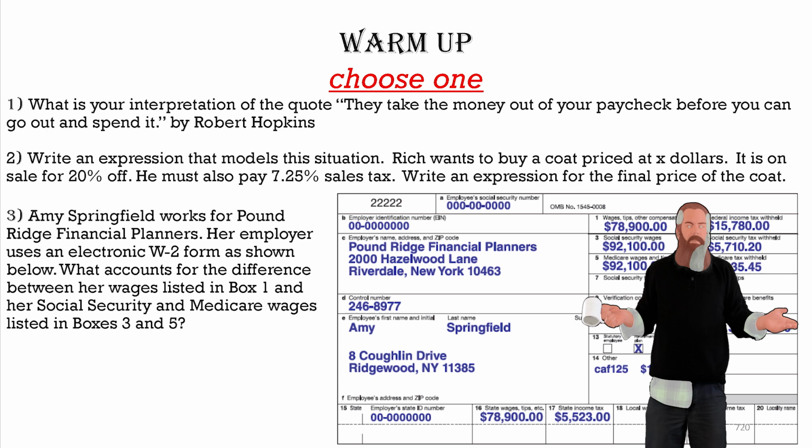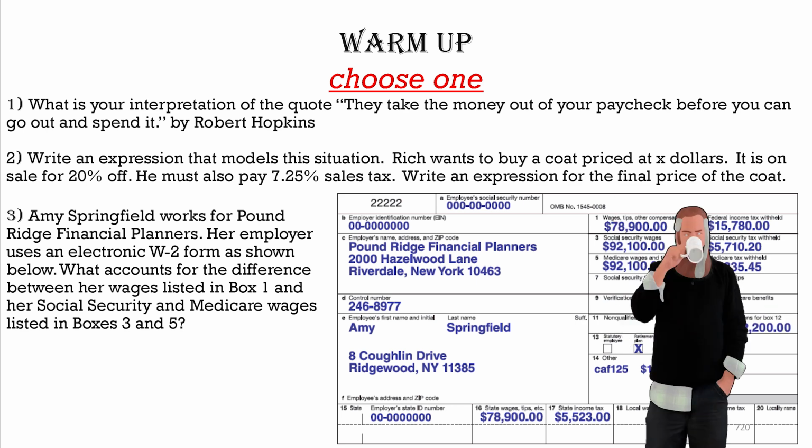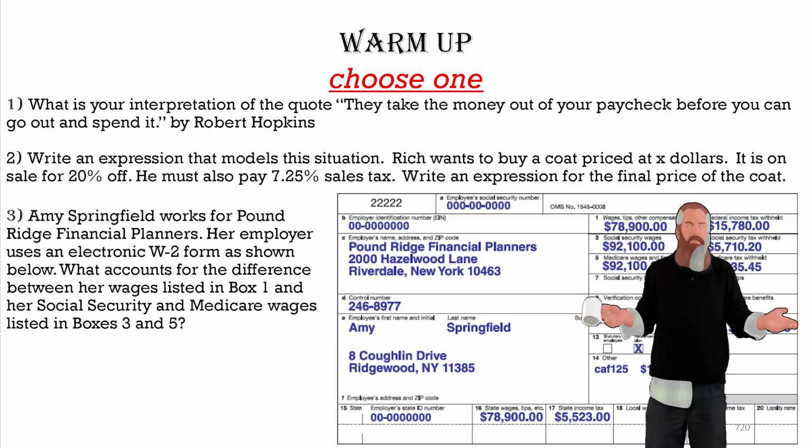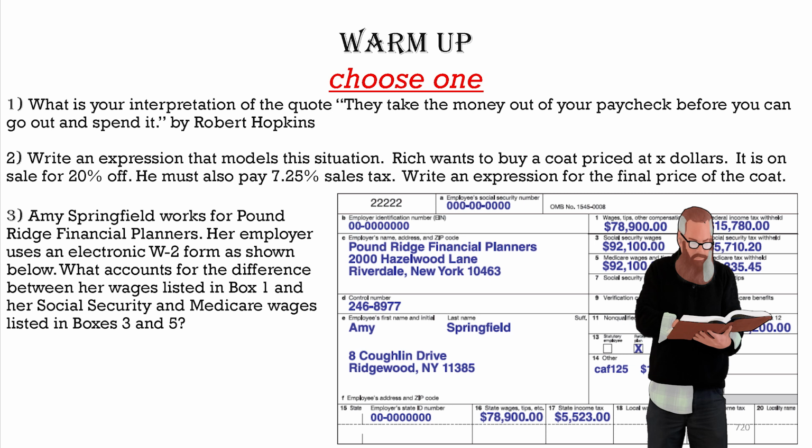Now, let's take a look at a problem that you will be able to do by the end of this lesson. Amy Springfield works for Pound Ridge Financial Planners. Her employer uses an electronic W-2 form as shown. What accounts for the difference between her wages listed in box 1 and her Social Security and Medicare wages listed in box 3 and 5?